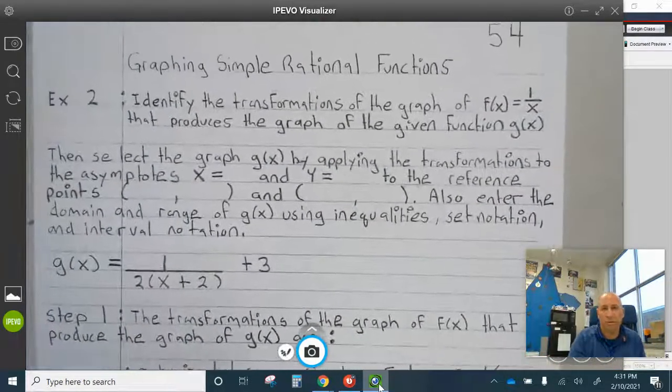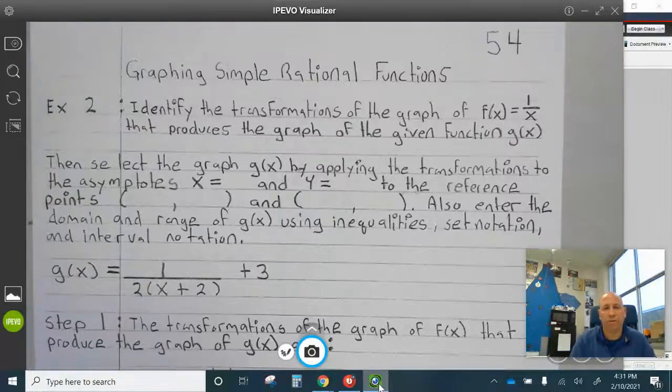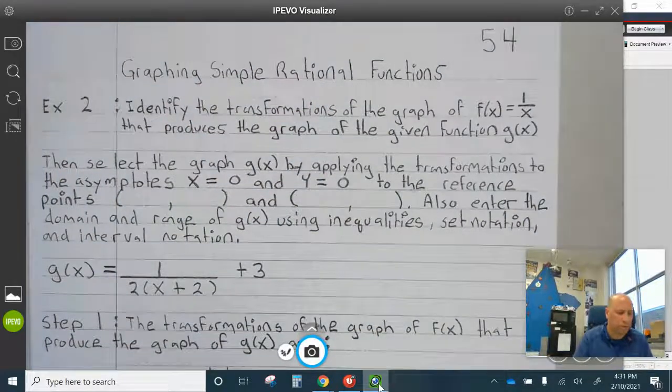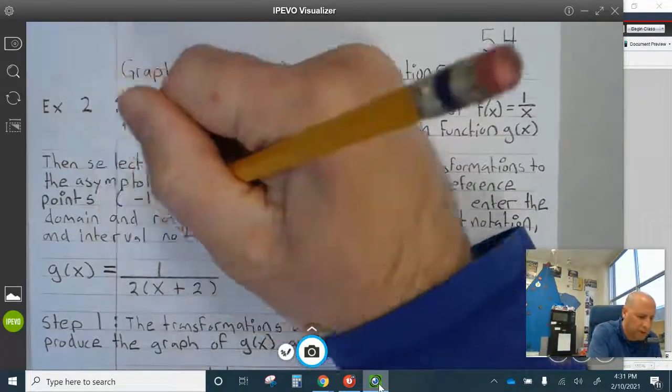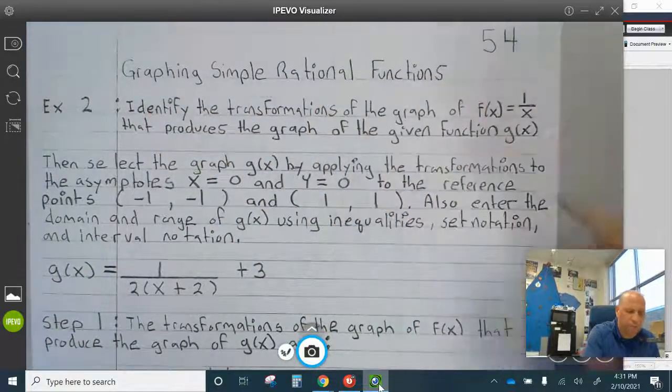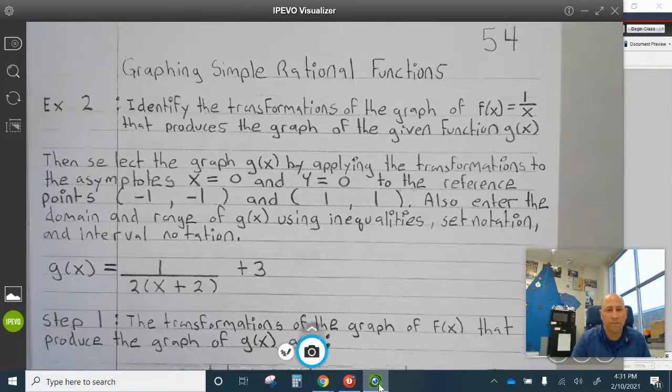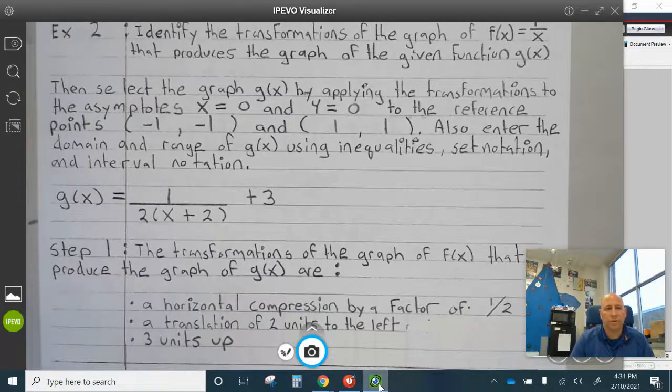Example 2. Identify the transformations of the graph of f of x equals 1 divided by x that produces the graph of the given function g of x. Then select the graph g of x by applying the transformations to the asymptotes x equals 0, y equals 0 to the reference points -1, -1, and 1, 1. Also enter the domain and range of g of x using inequalities, set notation, interval notation. Okay? So g of x equals 1 divided by 2, parentheses, x plus 2, plus 3.